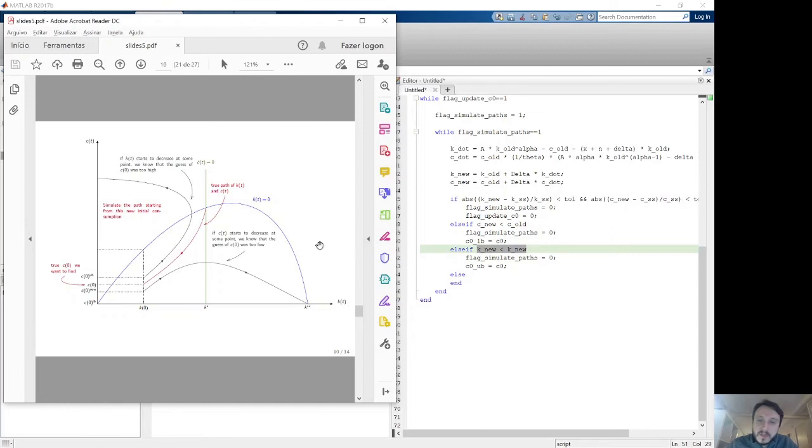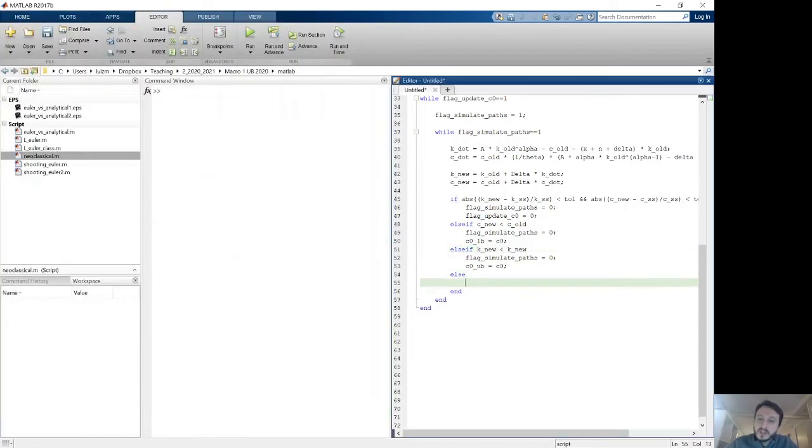So if this happens, we just need to update the values that we call old. The old value of capital is what we calculated in the current iteration, and the same thing for consumption.